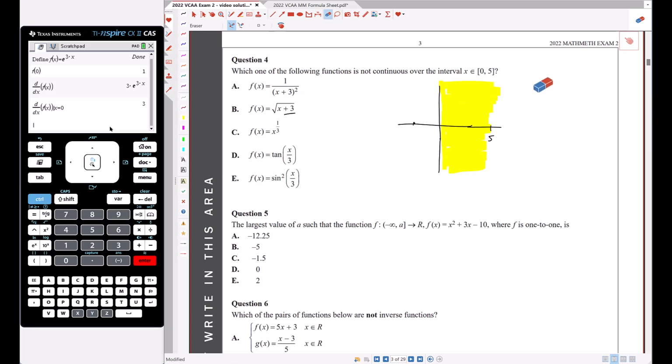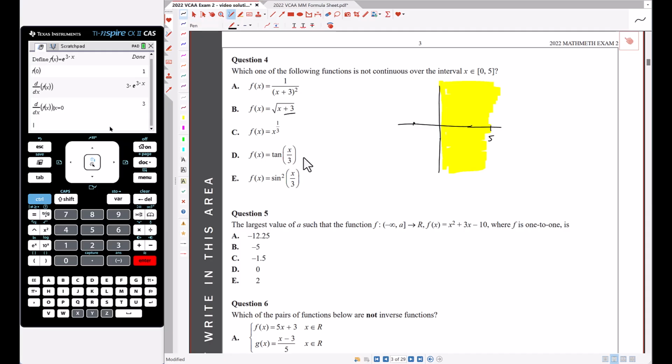Part B is a cubic, not a cubic, sorry, it's an inverse of a cubic, so it's a sideways cubic, x to the power of a third. It looks like this, again, over that shaded yellow region from 0 to 5, that is definitely a continuous function. Part D, tan.